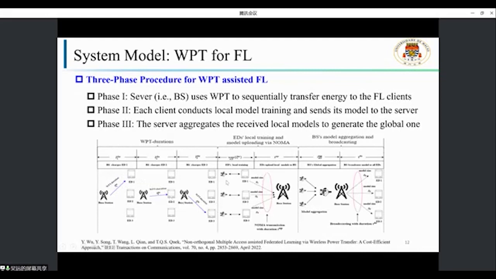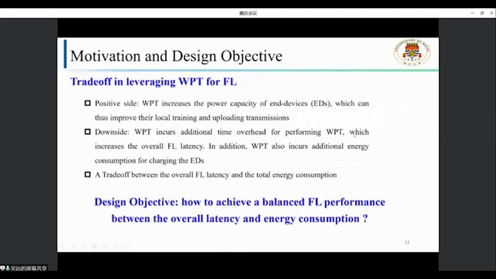And in phase number two, by using the energy collected from the wireless power transfer, each client device conducts local model training and sends its local model to the server. And phase number three is that the server aggregates the received local models to generate the global one.